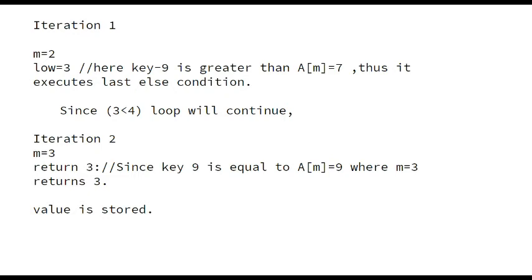Since 3 is less than or equal to 4, our loop will continue, and then iteration 2 will run. Here m is equal to 3, and our key element 9 is equal to a[m], which is 9. Our iteration value m is equal to 3, it returns the value 3, and the value is stored in our list or array.